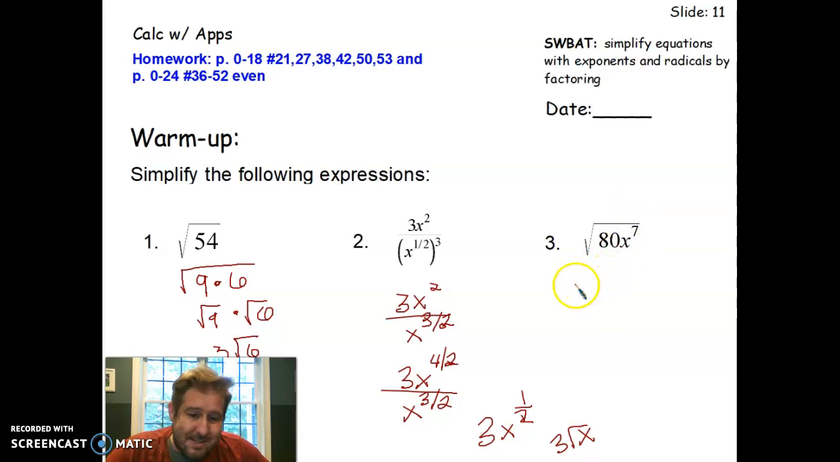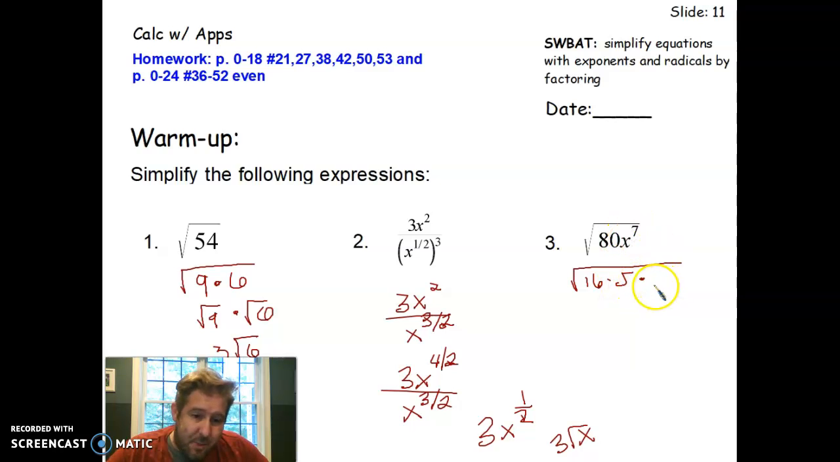So for the next question, number 3, we have 80. 80 can be split into 16 times 5. Sometimes it can take a little bit of time to figure out what perfect square goes into it. So you just want to figure out, does 9 go into it? Does 4 go into it?